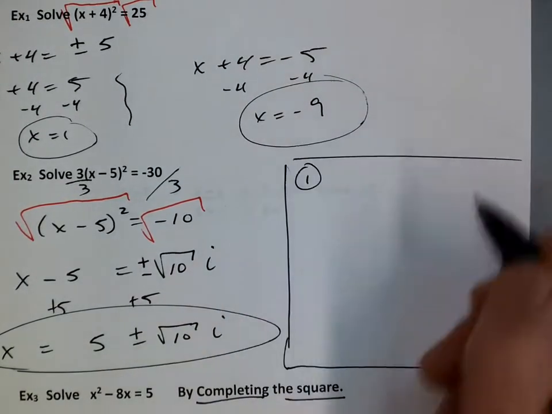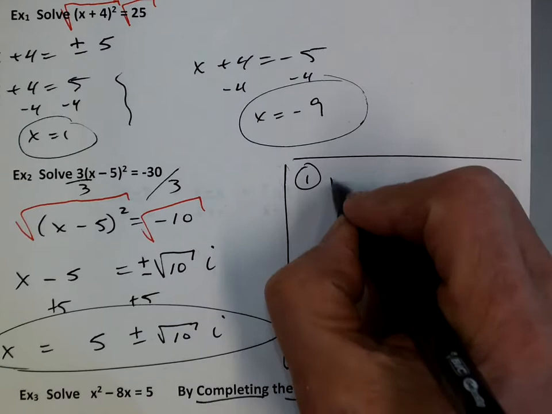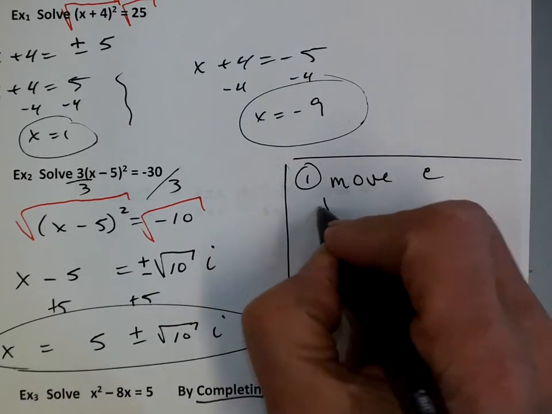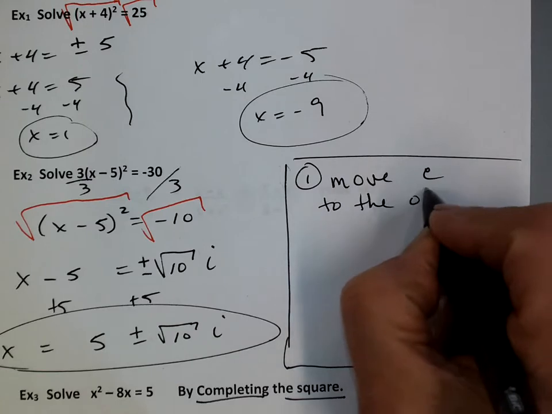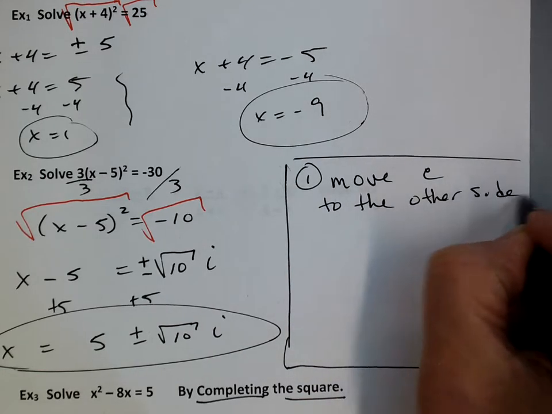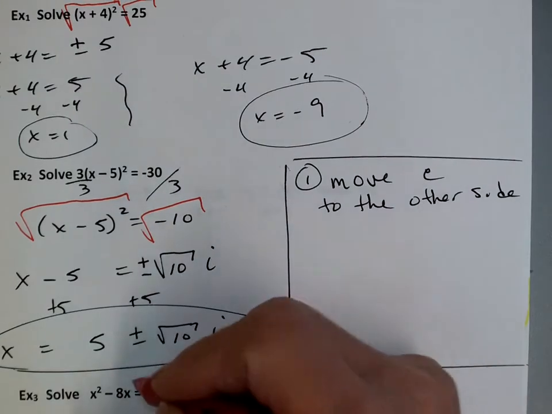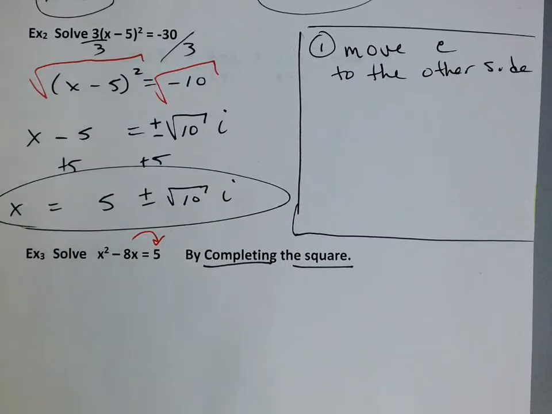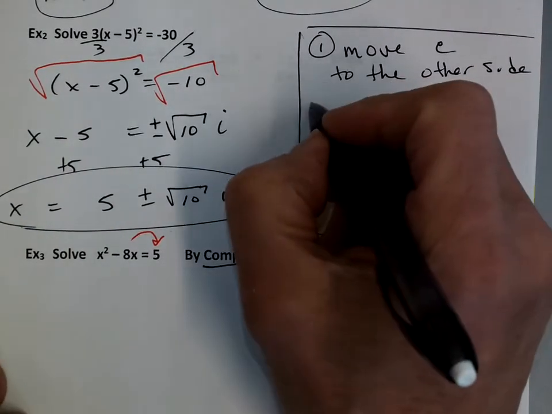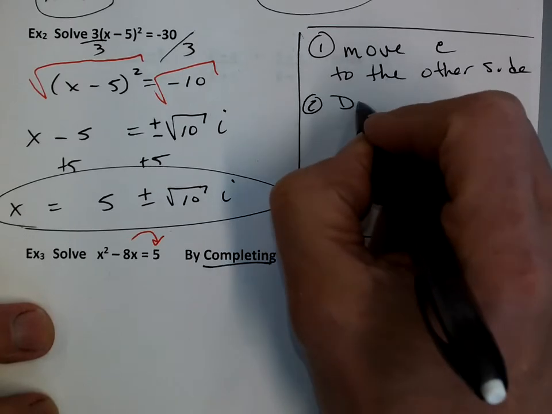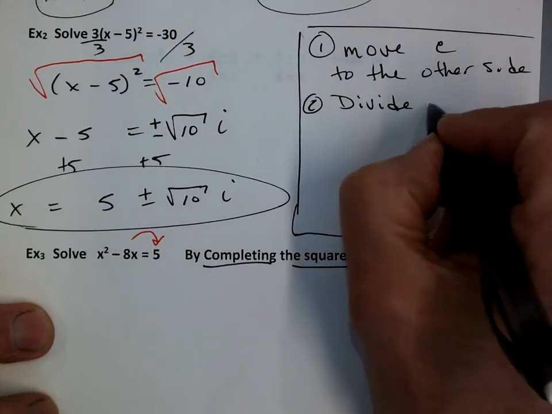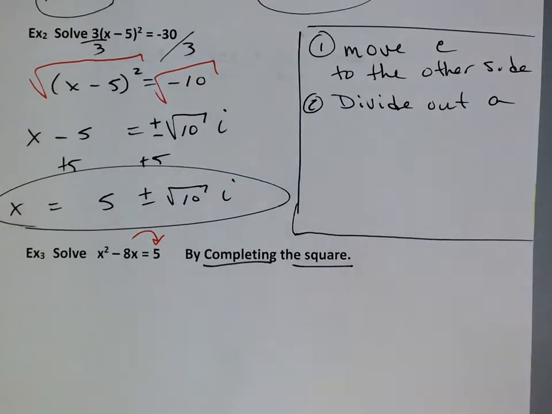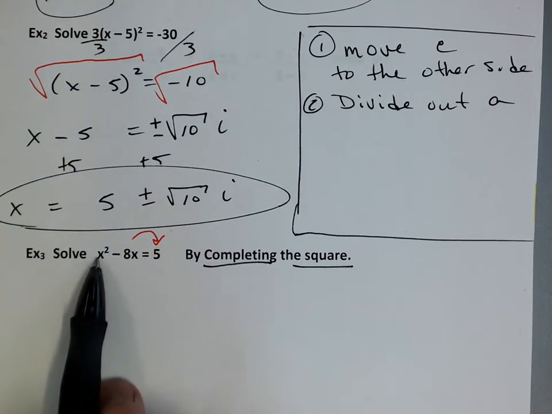Okay, step 1's already been done in this problem: move C to the other side. The 5 has already been moved over, so step 1's been done for me in this one. Step 2 is to divide out the a value. Now there is no a value, so we don't have to do that one either. But I'm going to give you every step, because there are times you have to do this. So there's no value a, so I don't need to do that one.